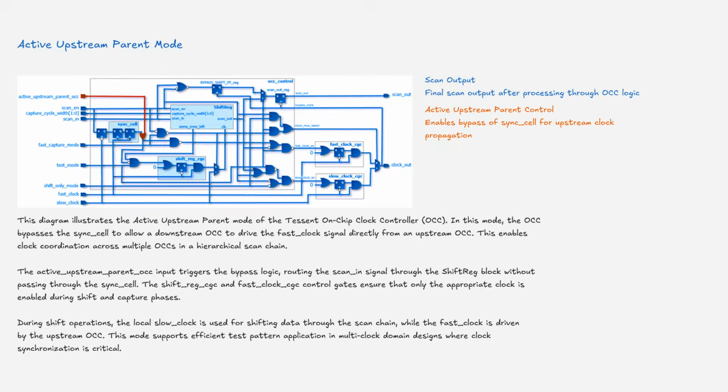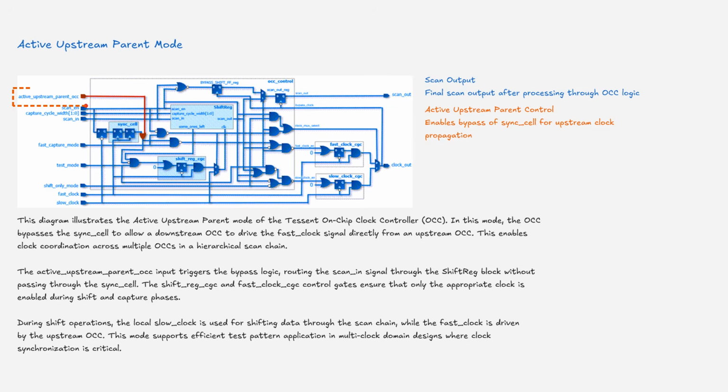This diagram illustrates the active upstream parent mode of the Tessent On-Chip Clock Controller. In this mode, the on-chip clock controller bypasses the sync cell to allow a downstream on-chip clock controller to drive the fast clock signal directly from an upstream on-chip clock controller. This enables clock coordination across multiple on-chip clock controllers in a hierarchical scan chain.